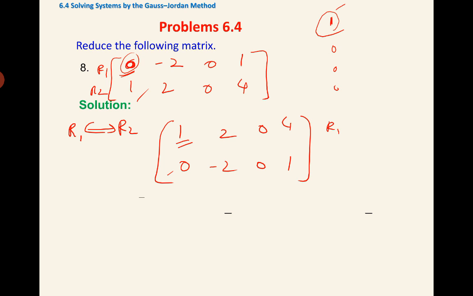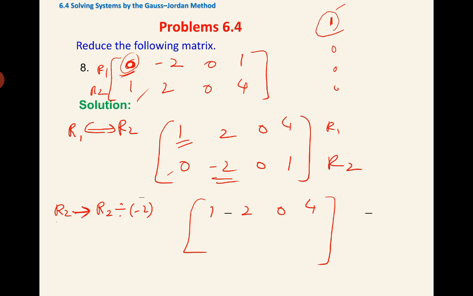Fine. In the second row R2, the leading element is now -2. I want it to be 1. So divide the entire row 2 by -2. We are going to write the new row 2 as R2 divided by -2. No change occurs in R1: 1, 2, 0, 4. R1 remains the same, but the new row 2 will be the old row 2 divided by -2. So 0 divided by -2 is 0. -2 divided by -2 is 1. 0 divided by -2 is 0. 1 over -2 is -1/2.